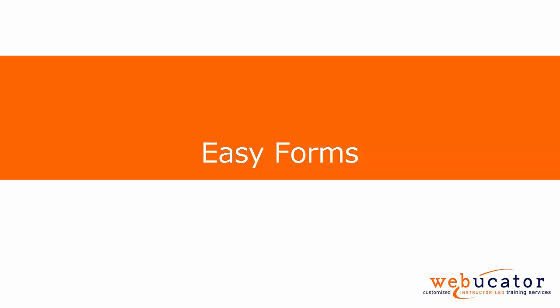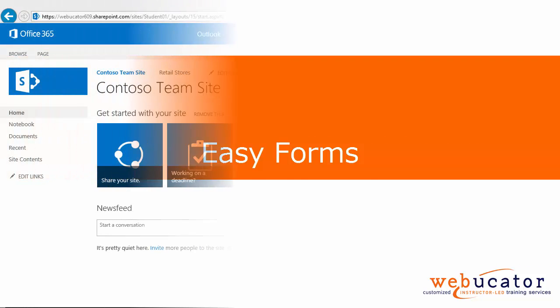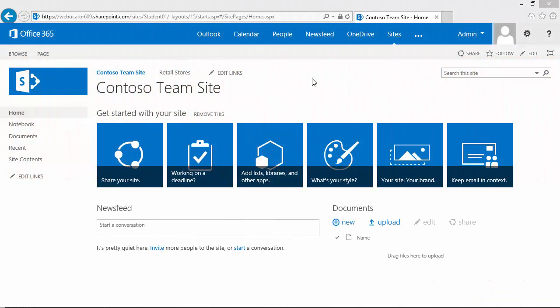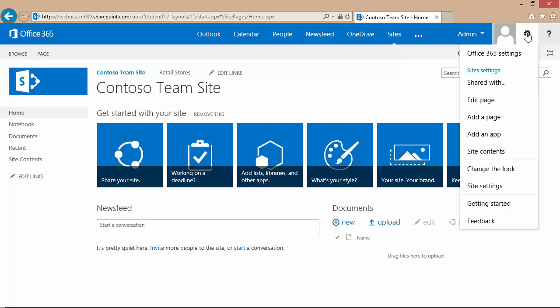EasyForms is an Office 365 app used to create forms for entering data into a SharePoint list. To install EasyForms, you simply click on your Settings cogwheel in the upper right hand corner of your SharePoint site and choose the Add an App option.